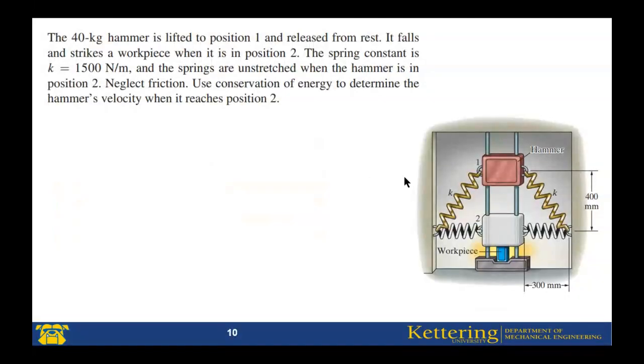Example. Very interesting example. There's a 40-kilogram hammer. It is lifted to position 1 and released from rest. It falls and strikes a workpiece at position 2. The spring constant is 1500 Newton per meter, and the spring is unstretched at position 2. Neglect friction, and use the conservation of energy to find the hammer's velocity at position 2.